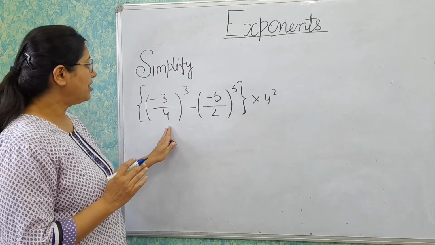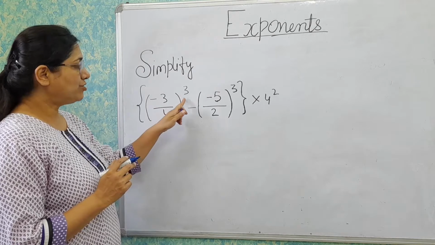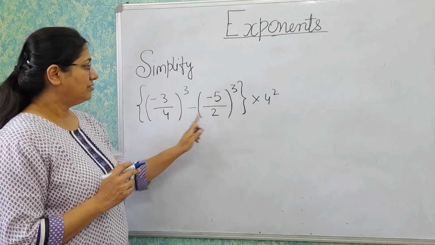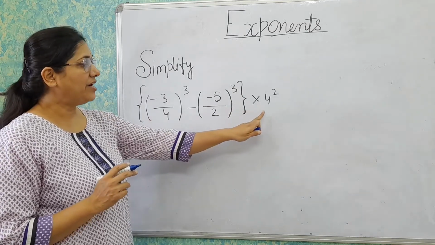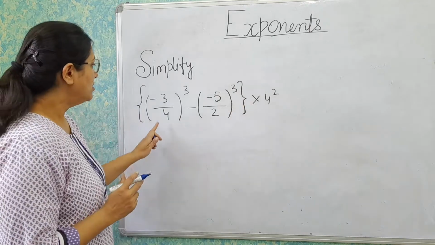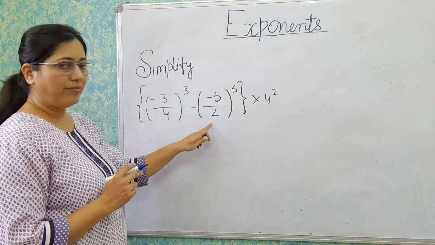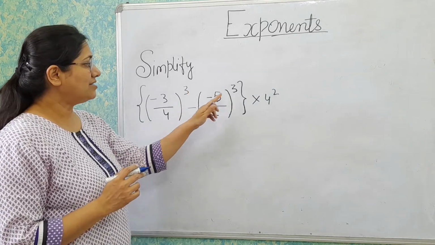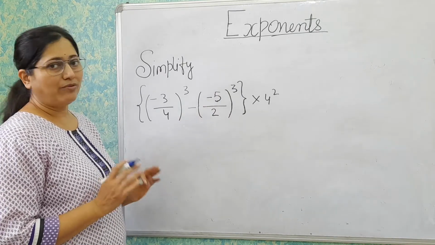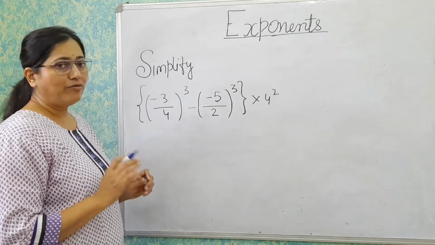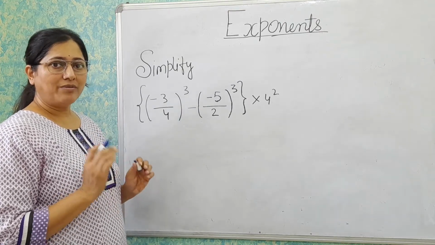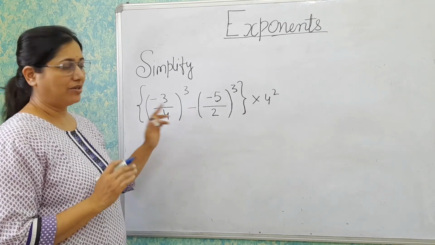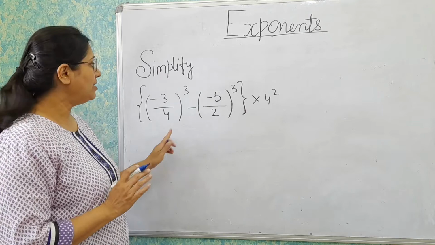First we will look at the question carefully. Minus 3 upon 4 raised to the power 3 minus 5 upon 2 raised to the power 3, and these two numbers are in a bracket multiplied by 4 raised to the power 2. See, these two numbers have different bases but the exponents are the same. And whenever students see that exponents are the same, they jump to the conclusion that we have to apply the law of exponents. But the law of exponents is only applicable when we are multiplying or dividing numbers. But right now we have to subtract the numbers. So the law of exponents is not applicable in this case.